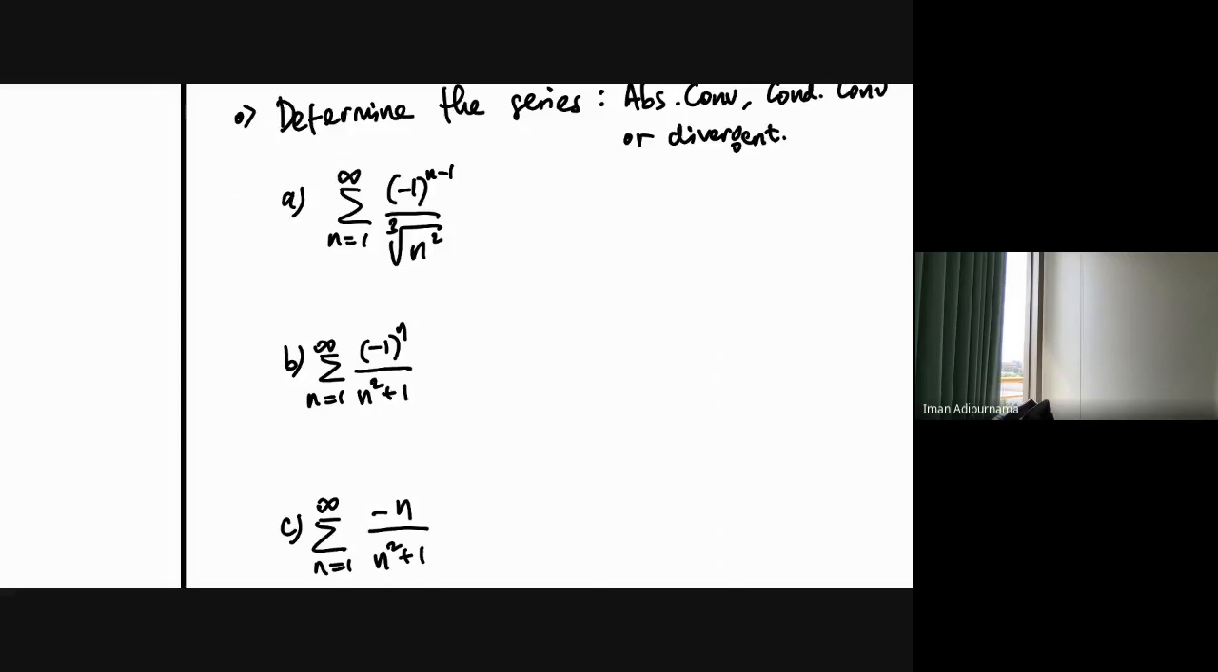Don't forget to state conditionally convergent or absolutely convergent at the conclusion. If it diverges, it diverges, but if it converges, it can be conditionally or absolutely convergent.